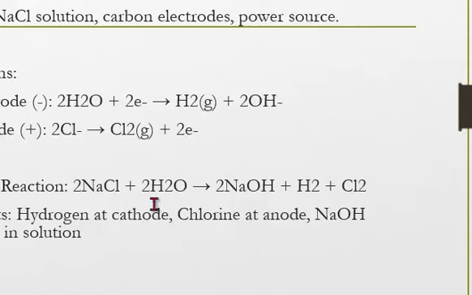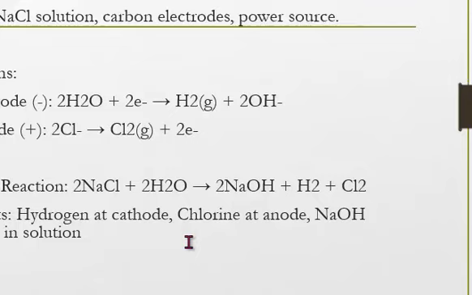Look at it very well. Sodium chloride plus water will give sodium hydroxide plus hydrogen plus chlorine. What are the products that were gained from that reaction? Hydrogen at the cathode, chlorine at the anode, and sodium hydroxide remains in the solution.